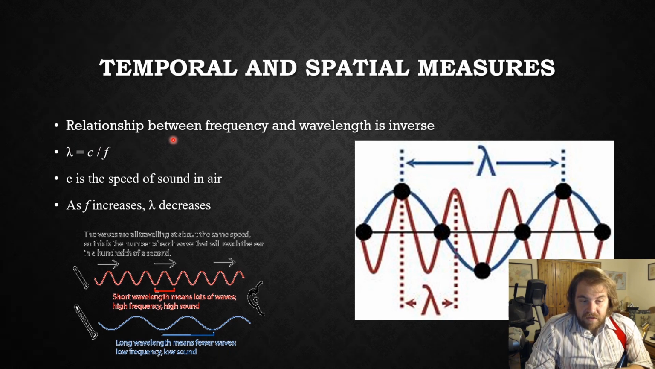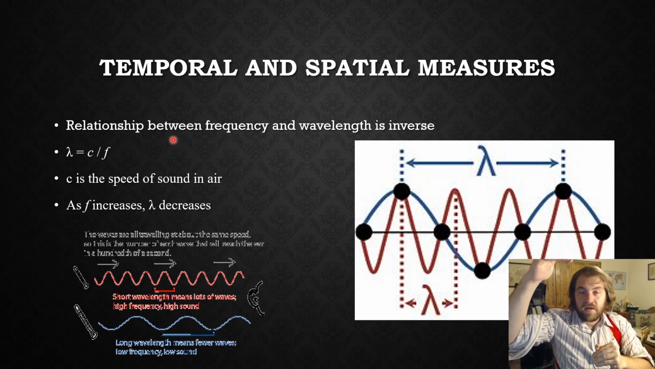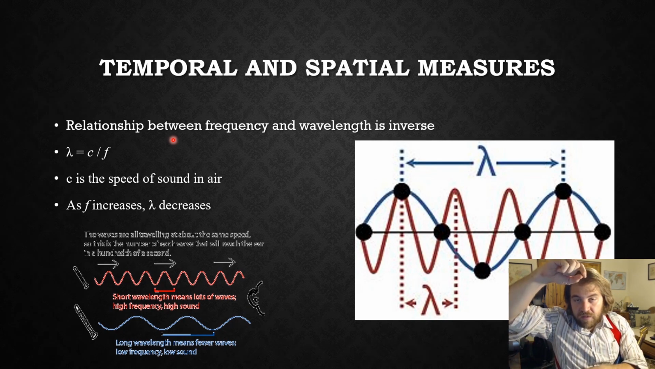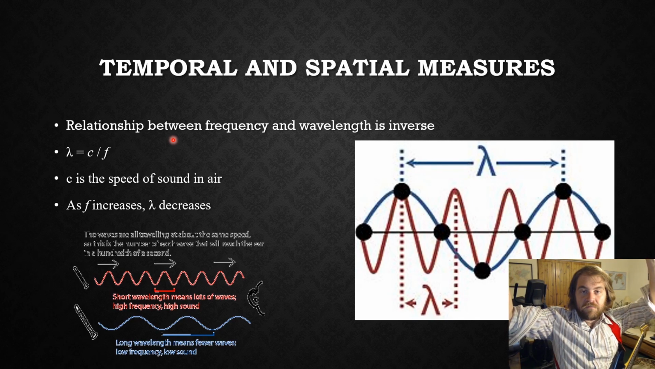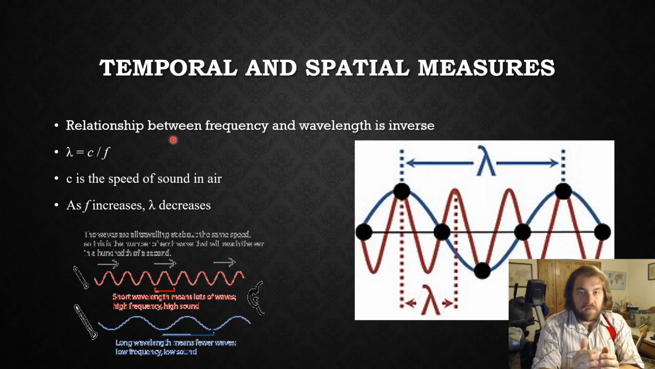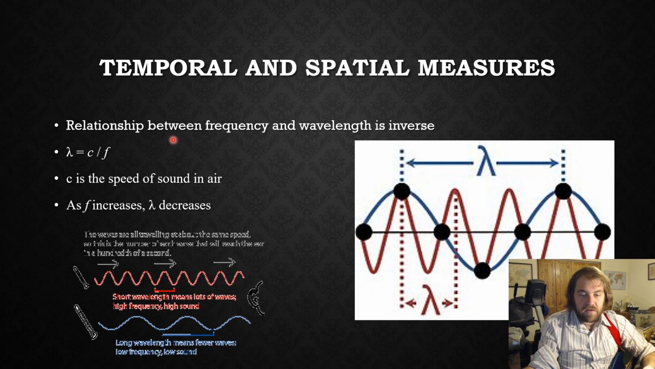So what that means is a higher frequency, let's say 250 hertz, has a much shorter wavelength than 25 hertz, which has a much longer wavelength. So bigger number in frequency, smaller number in distance. Smaller number in frequency, bigger number in distance.